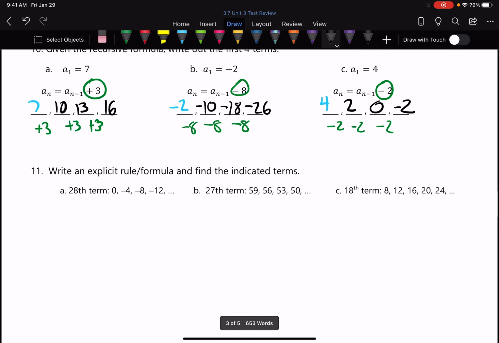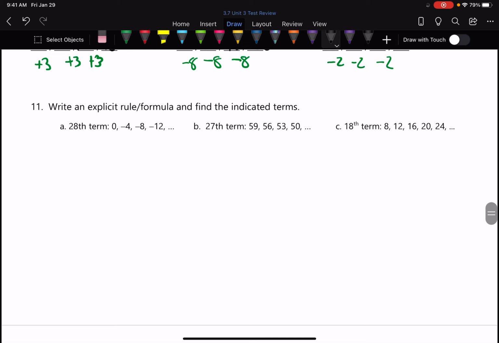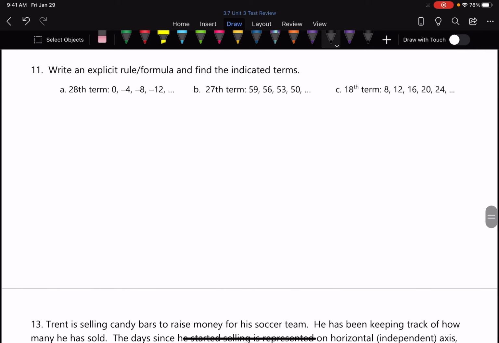All right, guys, we'll come back to problem 11. Here, we're looking at writing an explicit rule formula and finding the indicated terms. So first off, we're given a sequence and we're asked to find the explicit rule of this sequence. So we know our a sub 1 equals 0. From 0 to negative 4, that's a difference of negative 4. Negative 4 to negative 8 is a difference of negative 4. So on and so forth, so our difference is negative 4.